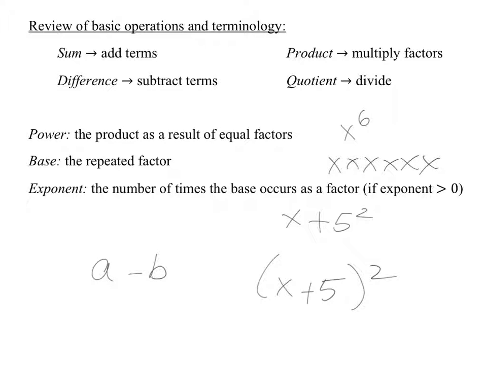So again, the definition of the word power, we need to know this vocab. Base, again, is the factor that's repeated. So what's the base in this case? x. x is the base here. And finally, exponent, the number of times the base occurs. So in this case, the exponent is simply 6.